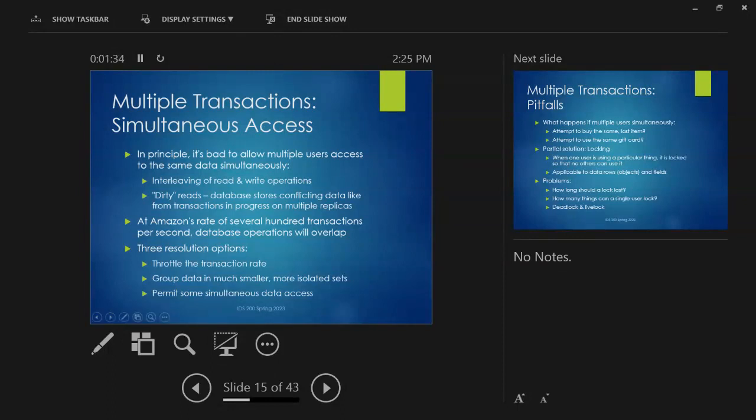Anyway, so for these kind of problems, Amazon basically has three ways to deal with it. Number one, they can throttle the transaction rate. They can say, you know what, this system is too busy, we're having too much trouble keeping up with everything.